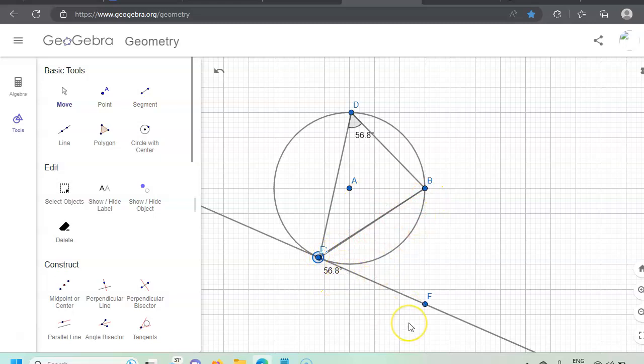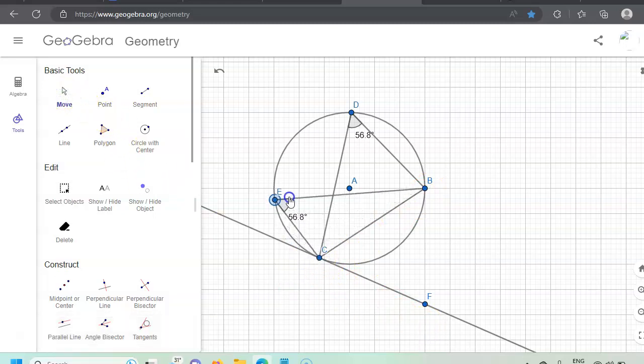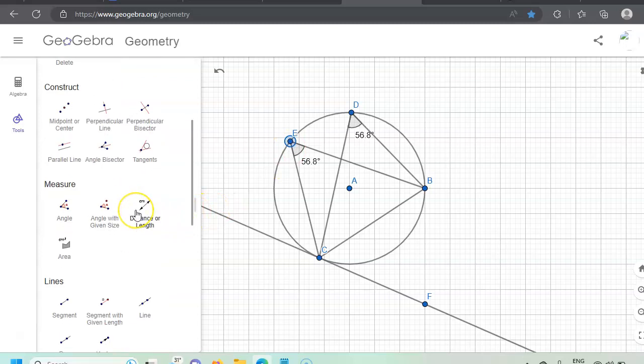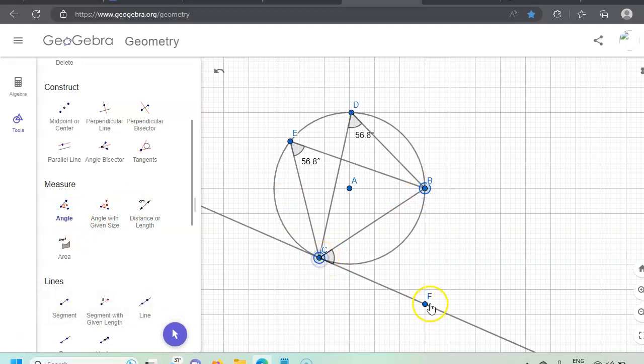BEF or BCF is outside the triangle. That is formed with the chord BC and the tangent line CF. Okay, and you might be telling me that, but we are just moving it, so it would definitely be the same, right? Okay, so to have another visual proof, let's measure angle BCF.